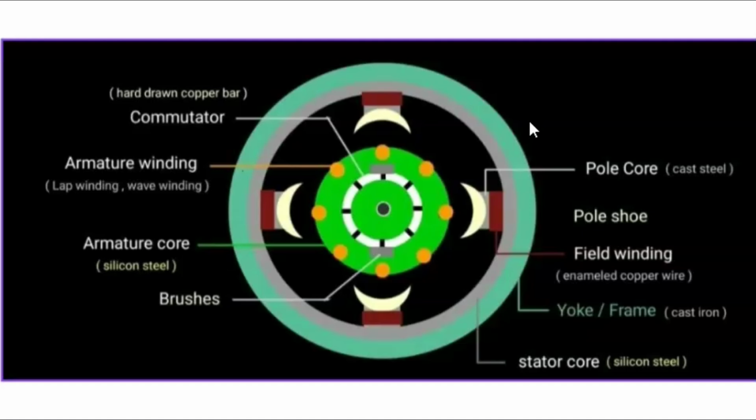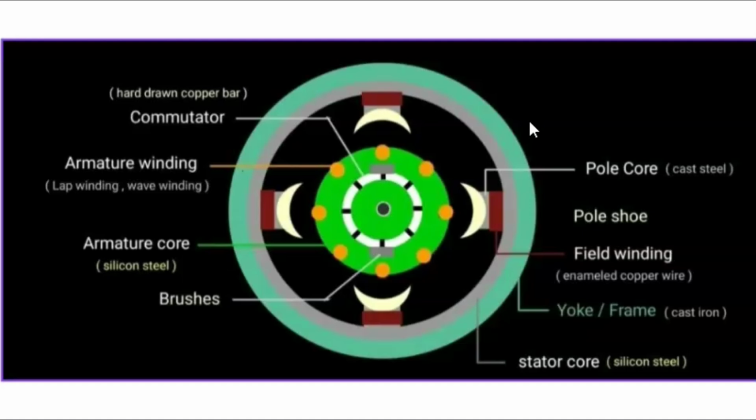Now the surface of pole core remains curved. Usually the pole core and the pole shoes are made up of cast steel and the pole core has different features. Pole core provides support to the field coil or the exciting coil. It spreads the magnetic flux towards the rotor periphery and the pole core increases the cross-section area of the magnetic path.